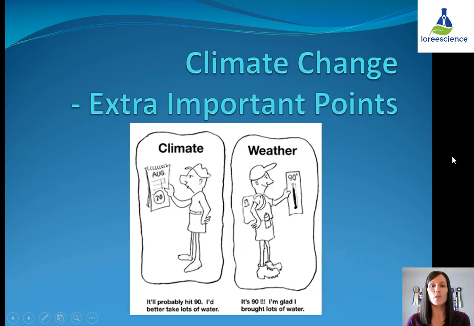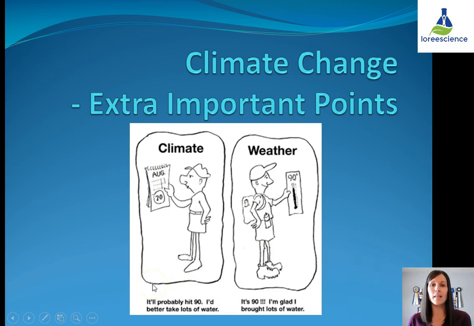This lesson will take a look at the most important points for the climate change unit, including definitions. The first definition we have to come up with is the differentiation between climate and weather, since it is a climate change unit and not the weather change. So this cartoon kind of illustrates the difference between the two.